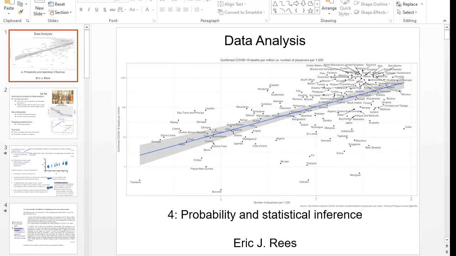Data Analysis, Part 5, Probability and Statistical Inference.